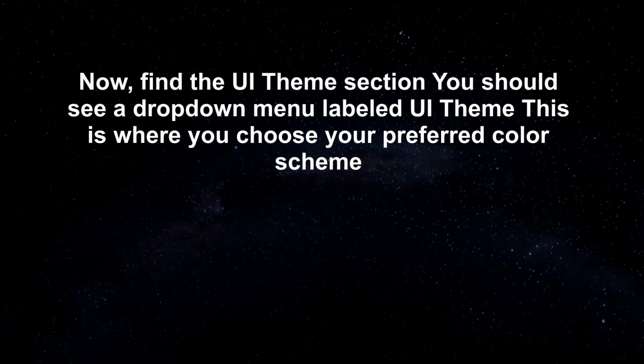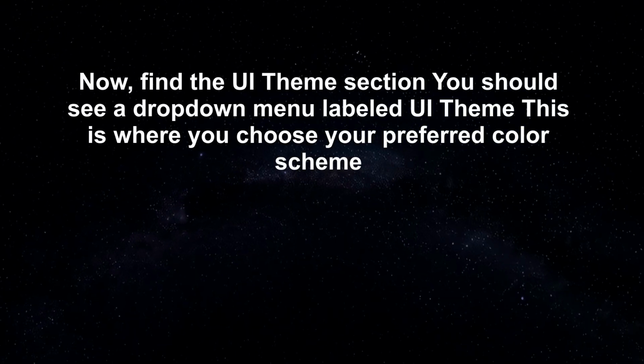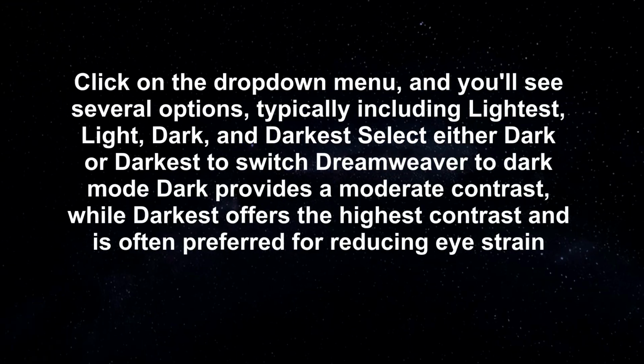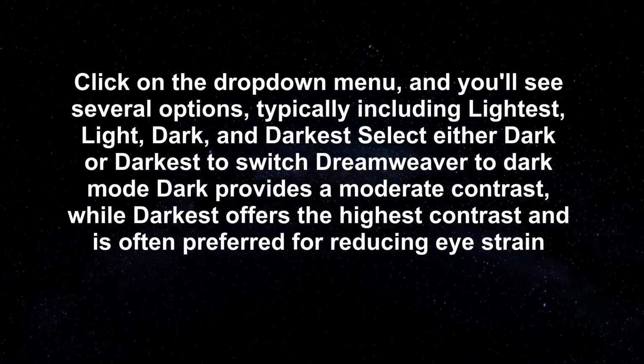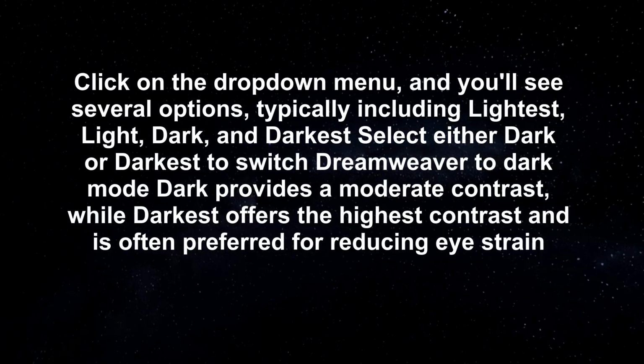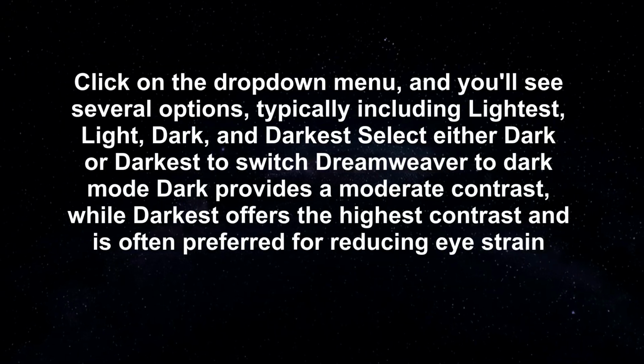Now find the UI theme section. You should see a drop-down menu labeled UI theme. This is where you choose your preferred color scheme. Click on the drop-down menu, and you'll see several options, typically including lightest, light, dark, and darkest. Select either dark or darkest to switch Dreamweaver to dark mode.